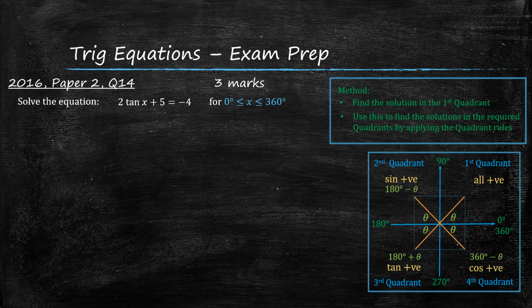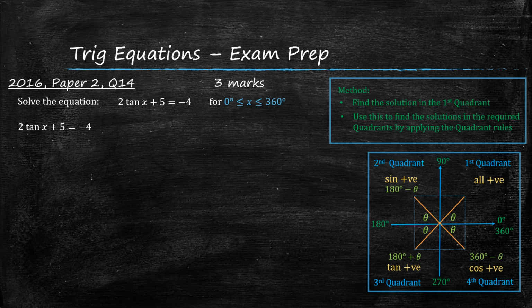Now on the right we'll see the method that was introduced in the topic on solving trig equations. We want to find the solution in the first quadrant, then we use this solution from the first quadrant to find the solutions in the required quadrants by applying the quadrant rules. So find the solution in the first quadrant, then find the solutions in the other quadrants required. Our quadrant rules are shown here on the bottom right hand side. So let's jump in and solve this equation.